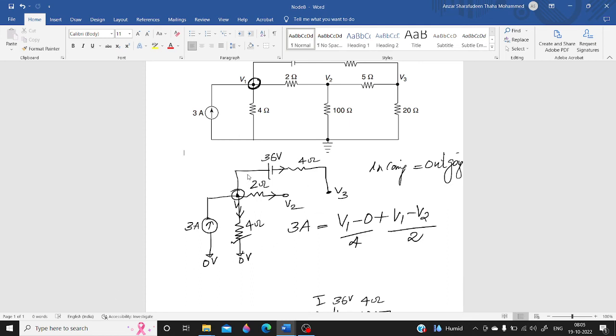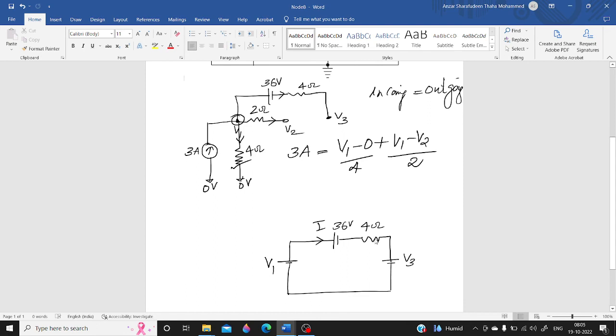And now how will you find out this current? Here there is V1, and here there is a decrease in potential. So how will you write the KVL equation? If you write the KVL equation, it will be very easy to find out the current.